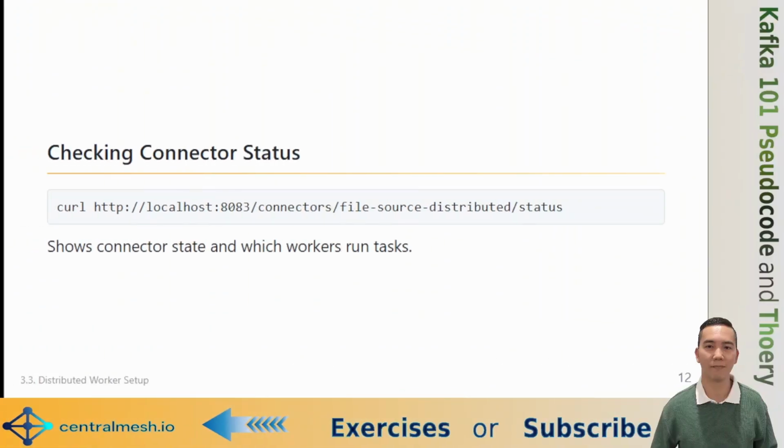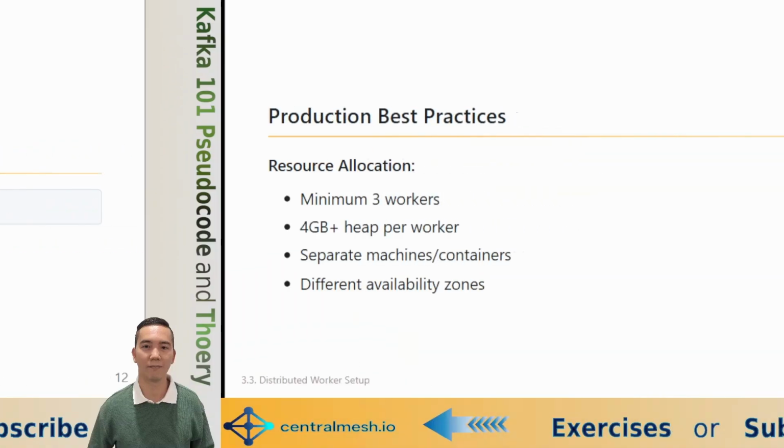After deployment, it's useful to verify the connector is running successfully. A simple GET request to the connector status endpoint returns the current state of both the connector and its task. You will also see which worker is currently responsible for running each task. This makes it easy to troubleshoot problems and understand how work is distributed throughout the cluster.